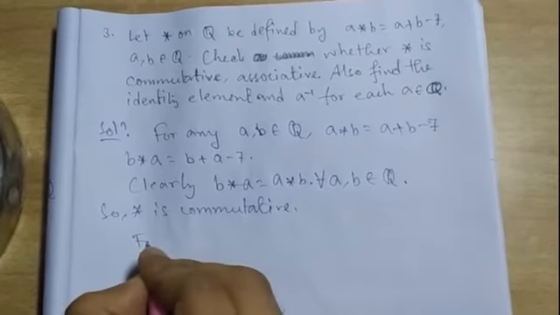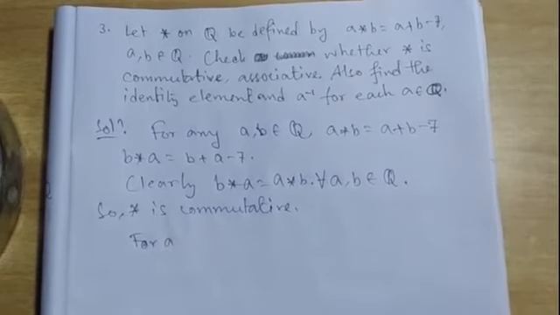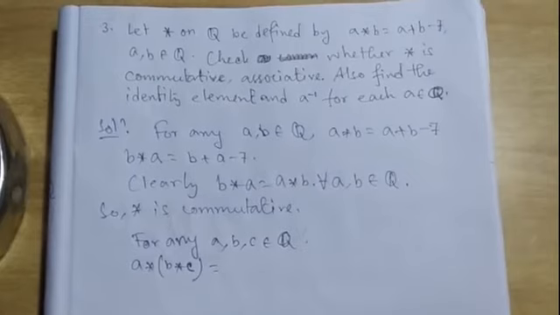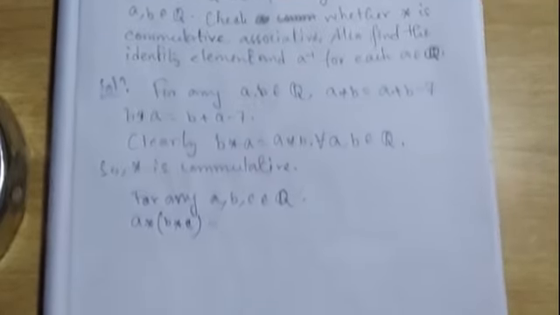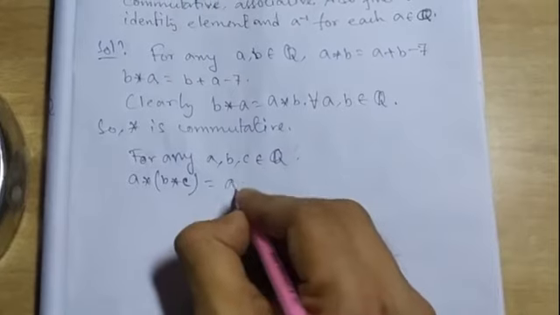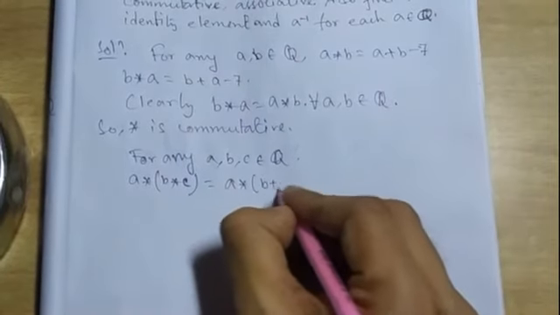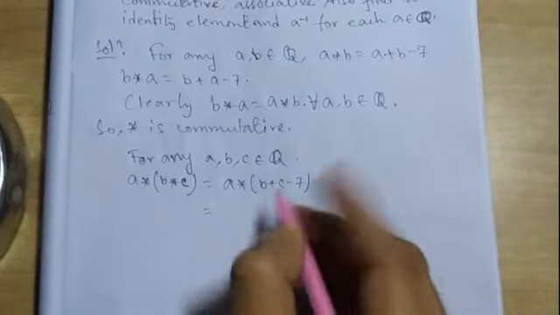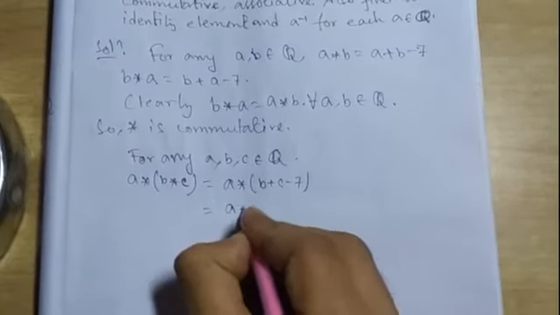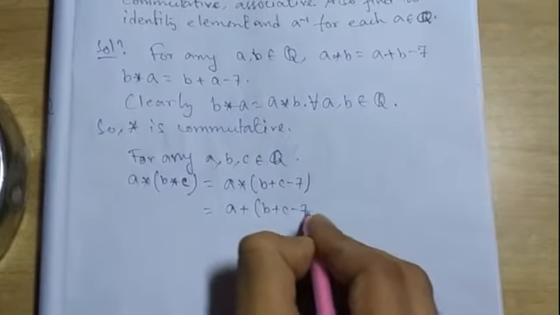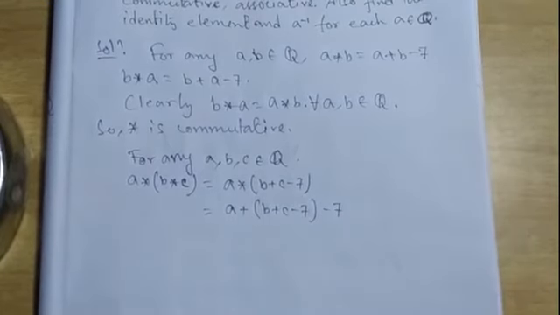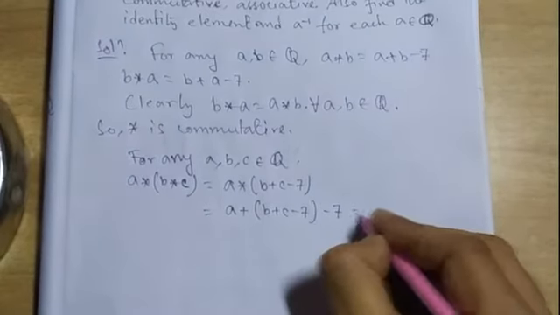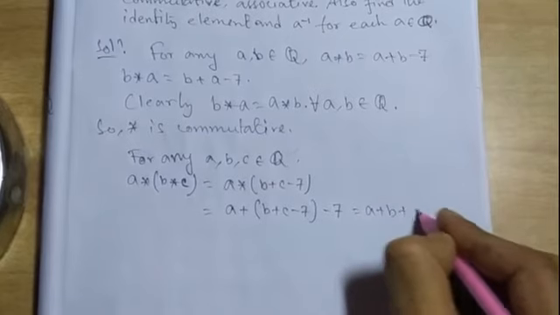Similarly, for any A, B, C belonging to Q, what is the value of (A star B) star C? It will be (A star B) plus C minus 7. So again, taking this part as one unit, we can say A plus the second term minus 7 is the result of the operation. So it will be A plus B plus C minus 14.